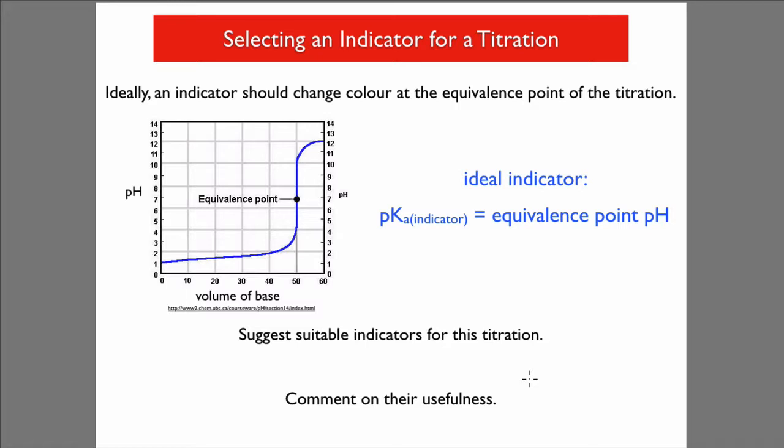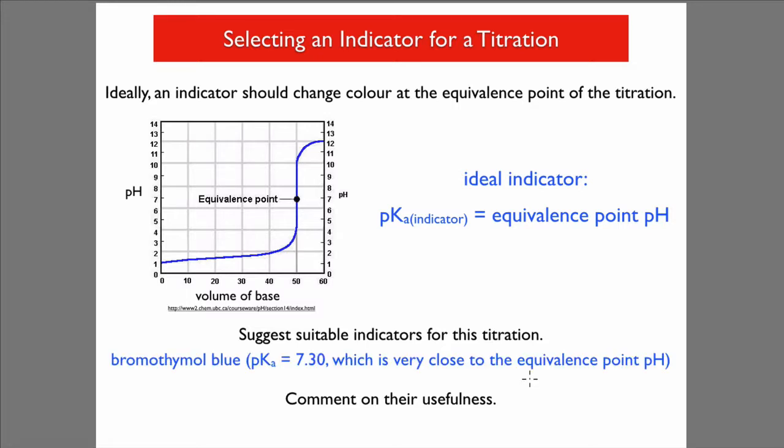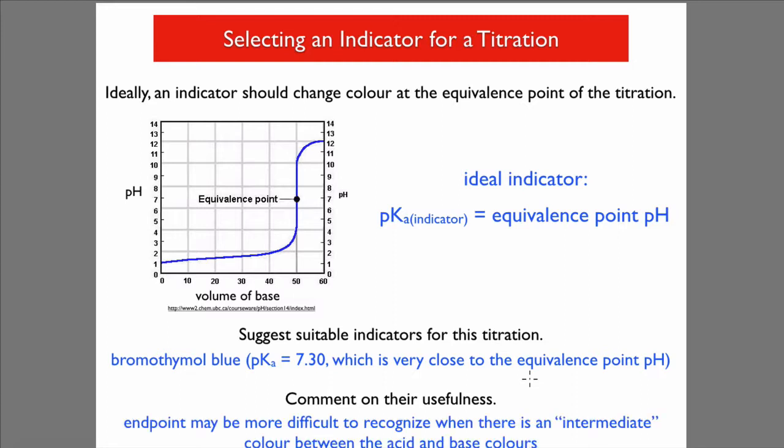What you want is for the pK of the indicator to equal the equivalence point pH. That's the ideal solution. So in this case, bromothymol blue has a pK of 7.3, which is very close to the equivalence point pH of 7. The endpoint may be more difficult to recognise when there's an intermediate colour between the acid and base colours.